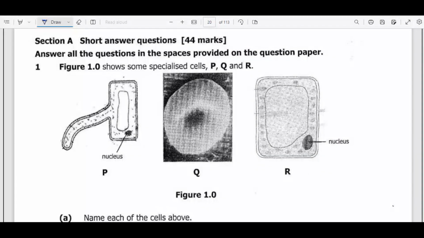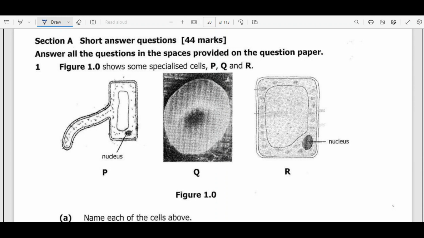Okay, so we have Section A. Figure 1.0 shows specialized cells P, Q, and R. These are specialized cells which perform specific functions in the body. Cells are the first topic that you have to know when dealing with biology, because this topic does not miss. When you look at the three cells given here, we have P, then Q, and then R. We have to identify these cells.